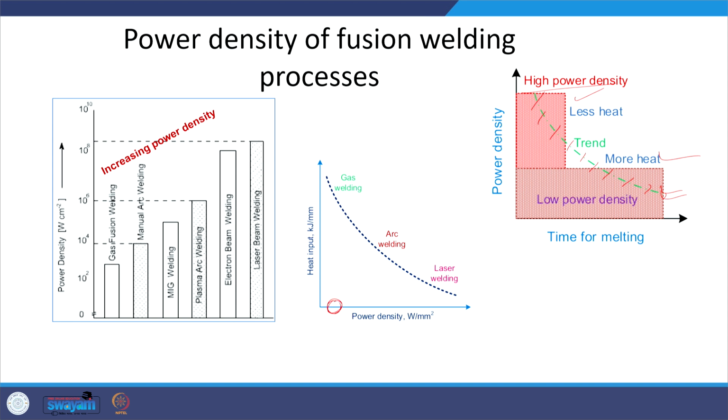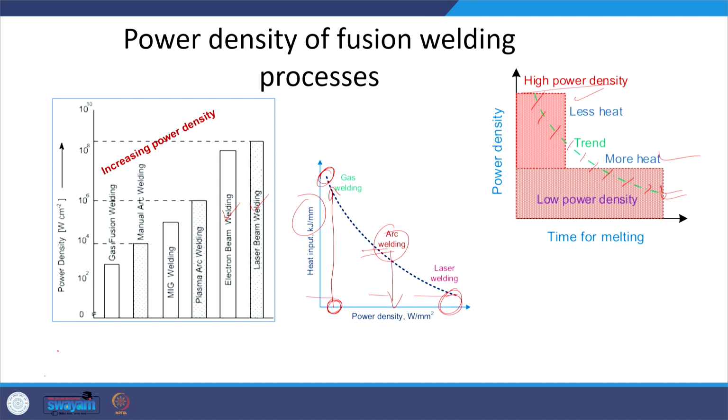When we are using a low power density heat source like gas welding, the net heat input required is very high, as we can see in kilojoule per mm, while the arc has a little higher power density, so it requires somewhat lesser heat input. With laser welding or electron beam welding, when the power density is very high, the heat input required is very less. So using laser and electron beam, with very less heat we can realize the melting of the faying surfaces for development of the joint, while gas welding and arc welding need much higher heat input.